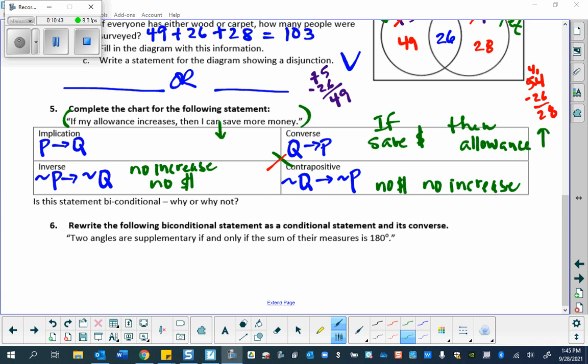So I gave a real short version of my writing. If my allowance increases, then I can save more money. That's my if, P, and Q. And I loved watching Juan Martin talk about it with Scott, where he's like, then you switch it. I saw him using his hands like this. He was talking about the converse. So if I can save more money, then that means my allowance went up.